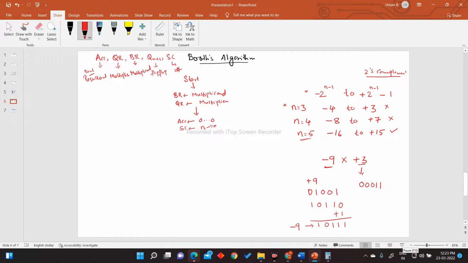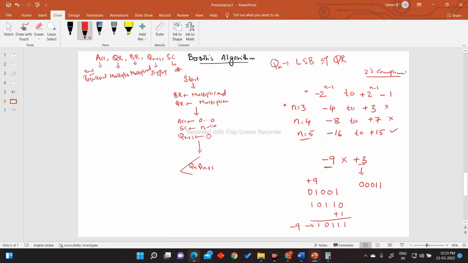The next initialization parameter is that the flip-flop Qn plus 1 also needs to be made 0. Once this initialization is done, you are supposed to compare Qn and Qn plus 1. Now what is this Qn? Qn is the least significant bit of the QR register, right?